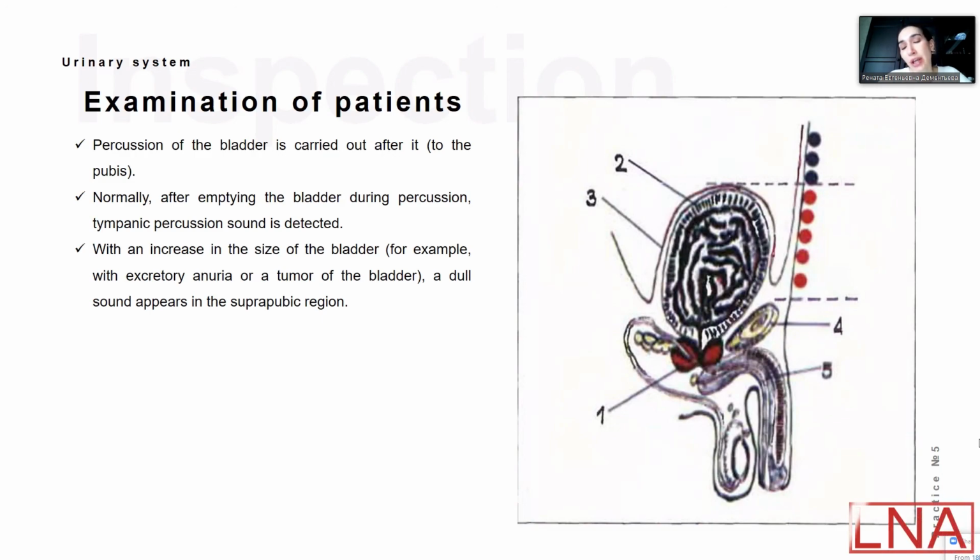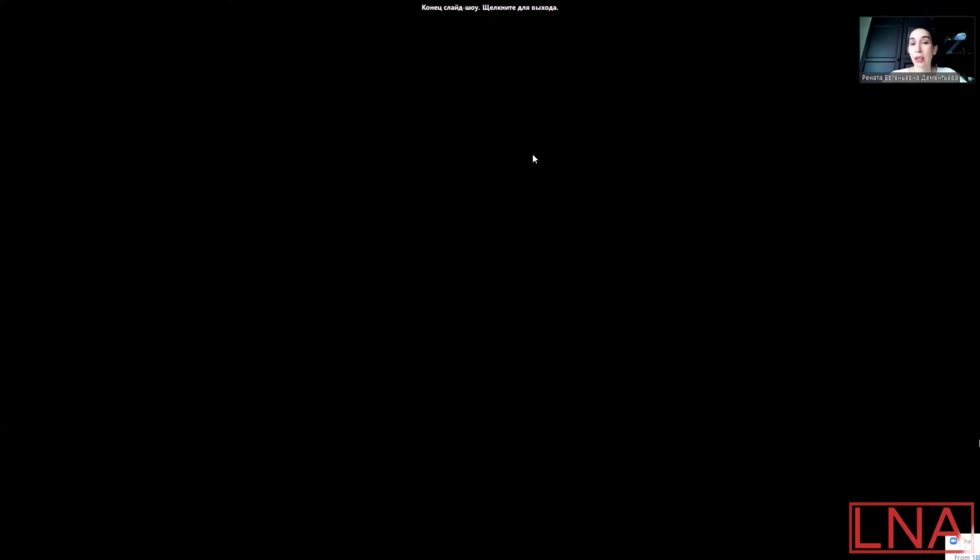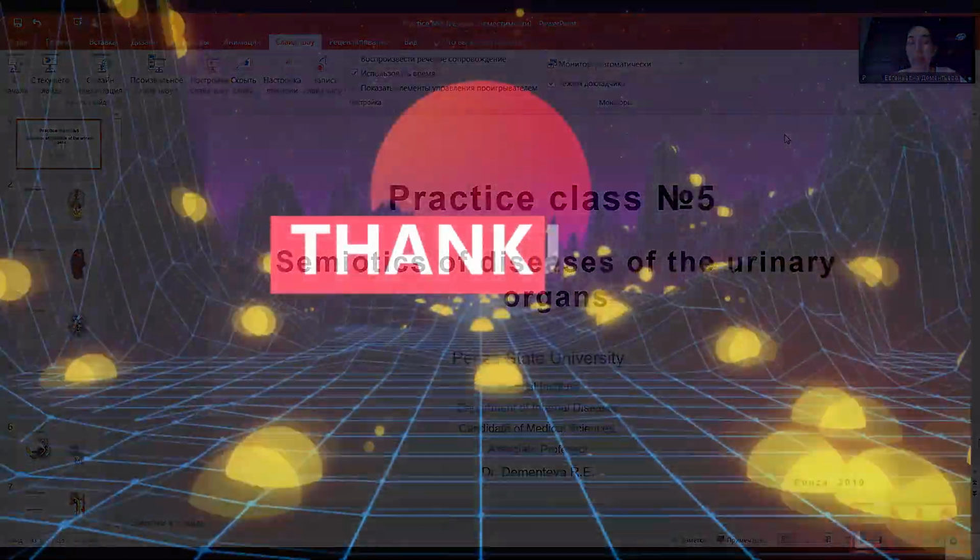So you can check the presence of urine during percussion above the pubis, and you can go until the change in the sound during your percussion. So that's all for today about semiotics.